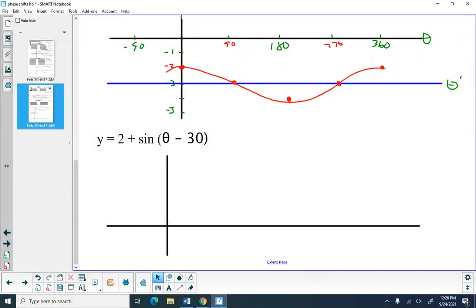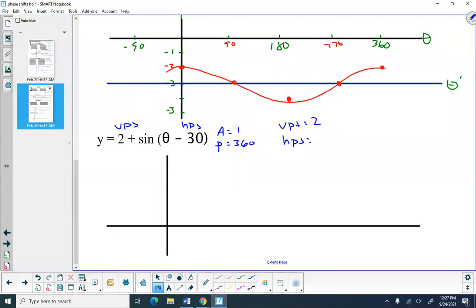Take a look at the last one. We have our amplitude is still 1, the period is still 360. On Tuesday, we'll start combining all these things together. Our vertical phase shift and our horizontal phase shift. Our vertical phase shift is out here, the constant's being added on. So our vertical phase shift is 2. Our horizontal phase shift is what is being subtracted from theta, which is 30 degrees.